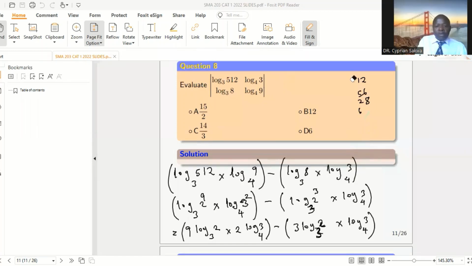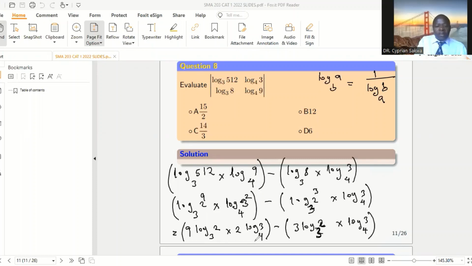Under laws of logarithm, we know that if you are given log of a to base b, this can be the same as 1 out of log of b to base a. So if I were to change the bases, this is how I change the bases. So I want to change these bases.